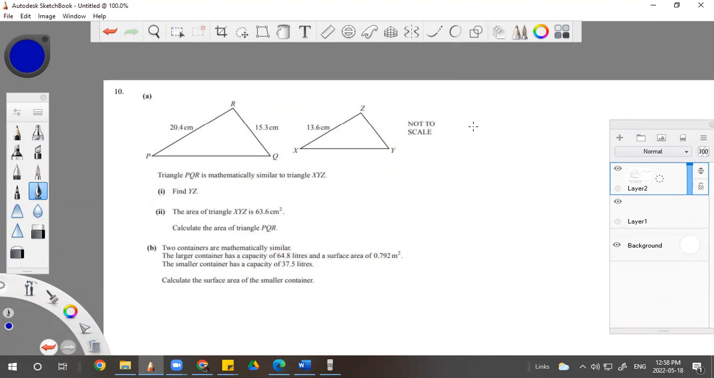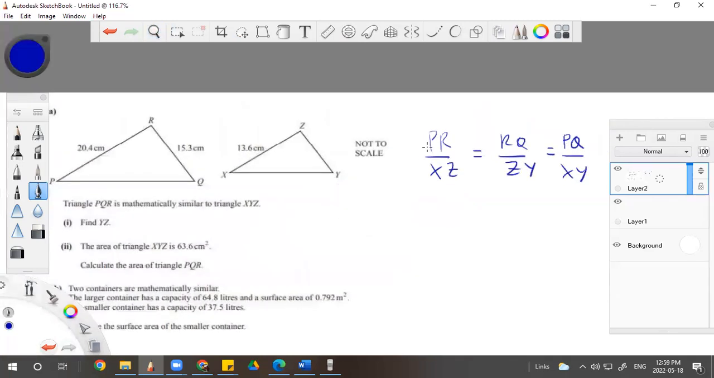Okay, PQR is mathematically similar to XYZ, so find YZ. It's very simple. If it is similar, the comparison of PR to XZ equals RQ to ZY, or if you want to go further, PQ over XY. Do it one by one: 20.4 over 13.6 equals 15.3 over ZY, or YZ. The question is asking for YZ, so just YZ. Okay, you get it. Calculate YZ yourself.